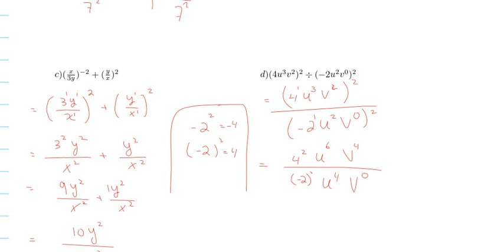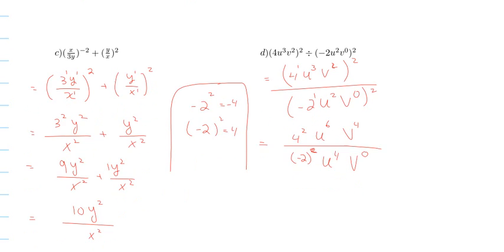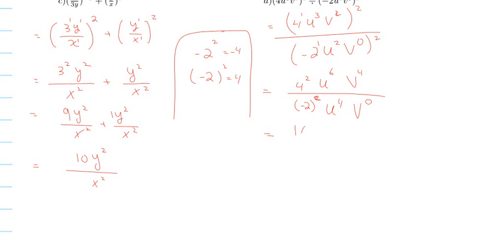Negative 2 to the 2, right? That's a 2. Okay, that's going to be 16 over 4. What can I do with my like terms? Subtract. So that's going to be u to the 6 minus 4, v to the 4 minus 0. What's 16 over 4? It's 4. So 4u squared v to the 4.